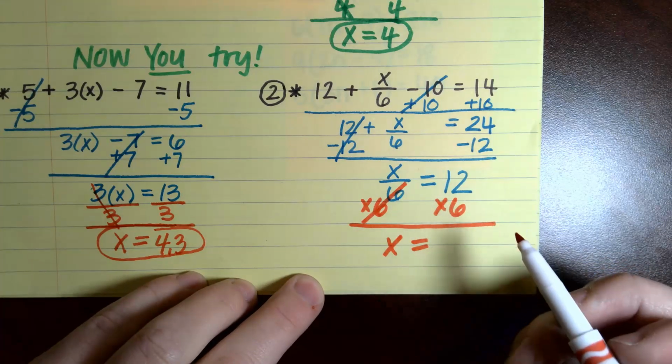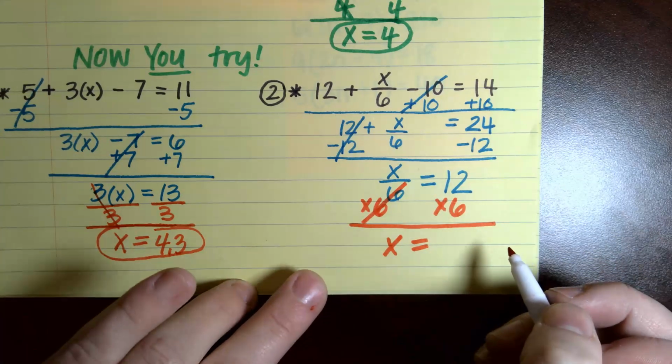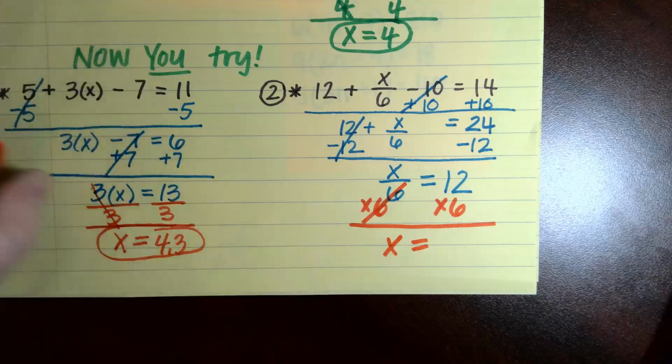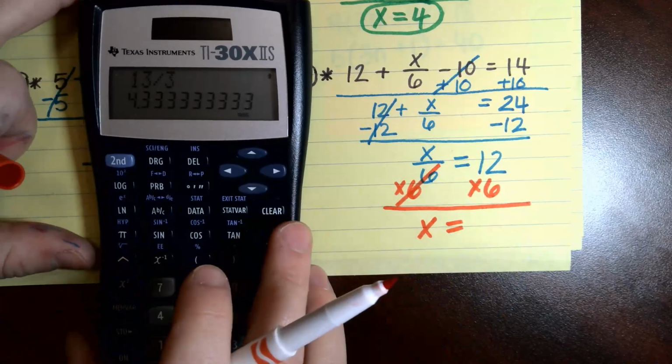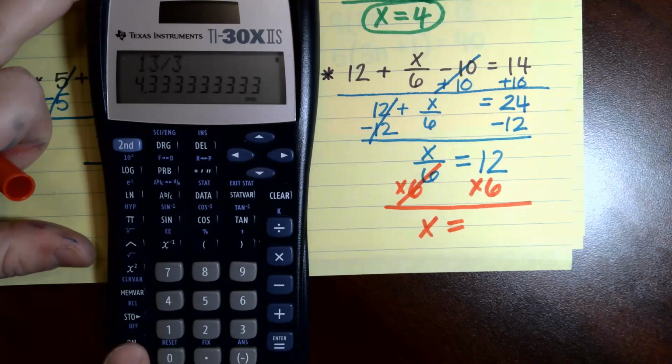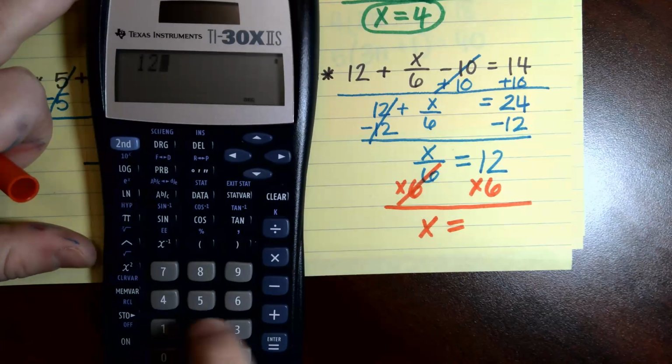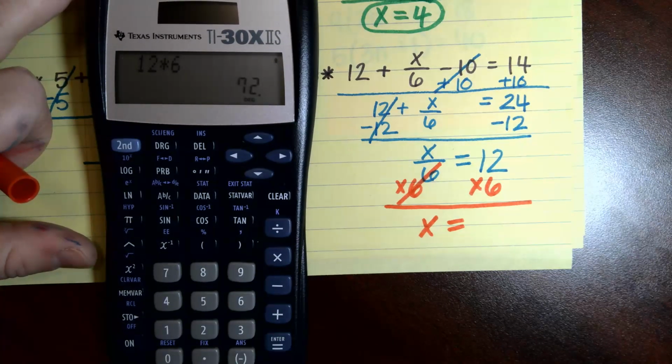72. Did you get that too, Jenny? No, that's where I stopped at. Oh, that's where you stopped. Yeah. So I'm on the right track. You are on the right track, and I love that. Let's clear it. So 12 times 6, 72.